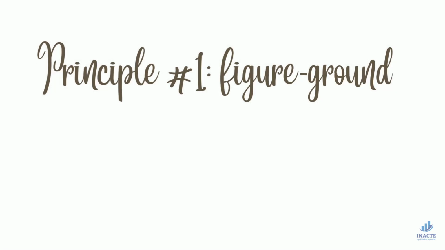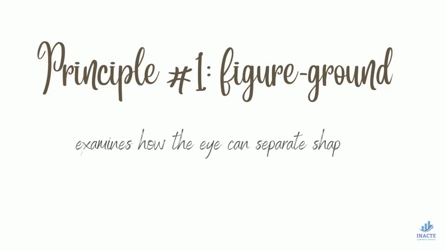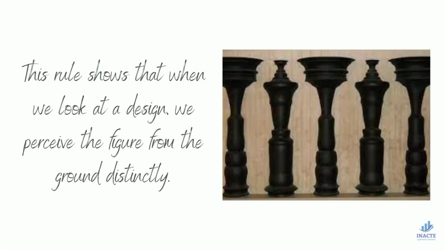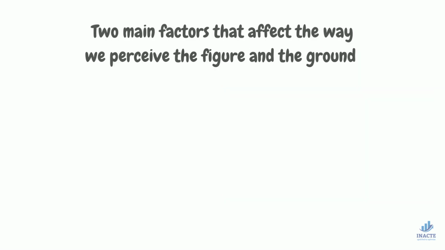The foreground law examines how the eye can separate shapes in a design from the background of that design. The law of foreground states that we can distinguish an object from background. This rule shows that when we look at a design, we perceive the figure from the ground distinctively. There are two main factors that affect the way we perceive the figure and the ground in any given design.